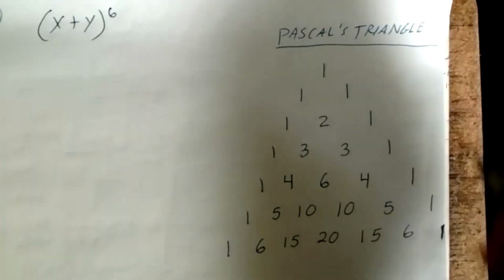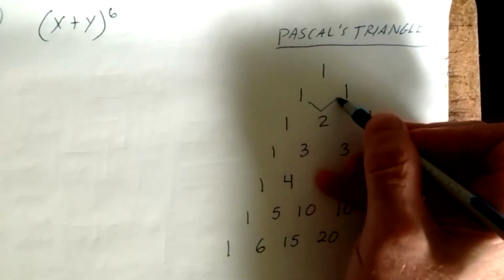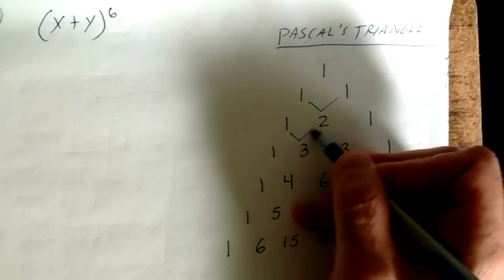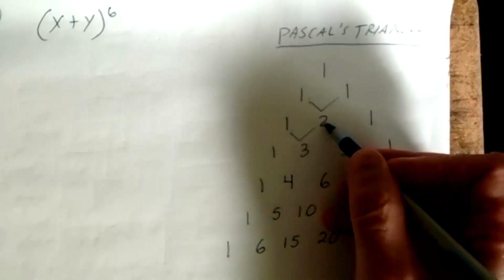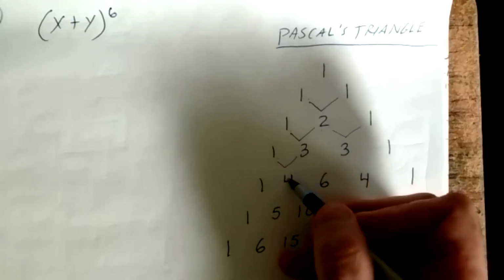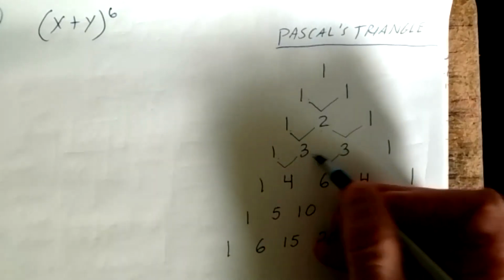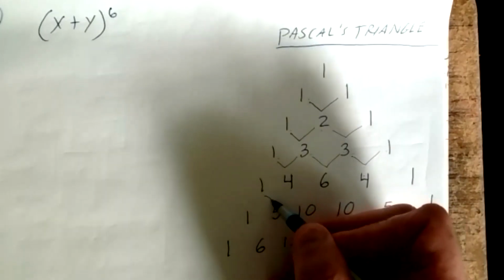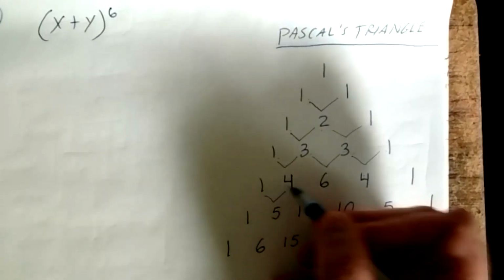It's very symmetric. How we get 2 here is we add 1 and 1 together to get 2. How we get 3 here is we add 1 and 2 together to get 3. 2 plus 1 here gives you 3. 4 is obtained by adding 1 and 3 together. 6 is obtained by adding 3 and 3 together. 4 is obtained by adding 3 and 1 together. And on this goes. 5 is obtained by adding 1 and 4 together.